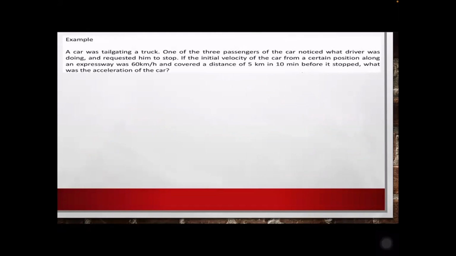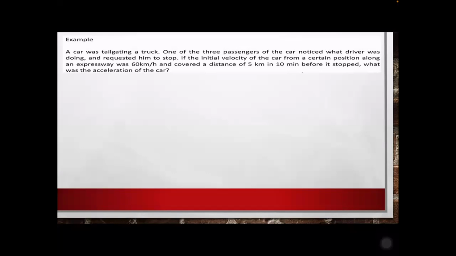So, what is tailgating? Ito yung sumusunod sa car, sa truck pala. One of the 3 passengers of the car noticed what the driver was doing and requested him to stop. If the initial velocity of the car from a certain position along an expressway was 60 km per hour and it covered a distance of 5 km in 10 minutes before it stopped, what was the acceleration of the car? So, yan.